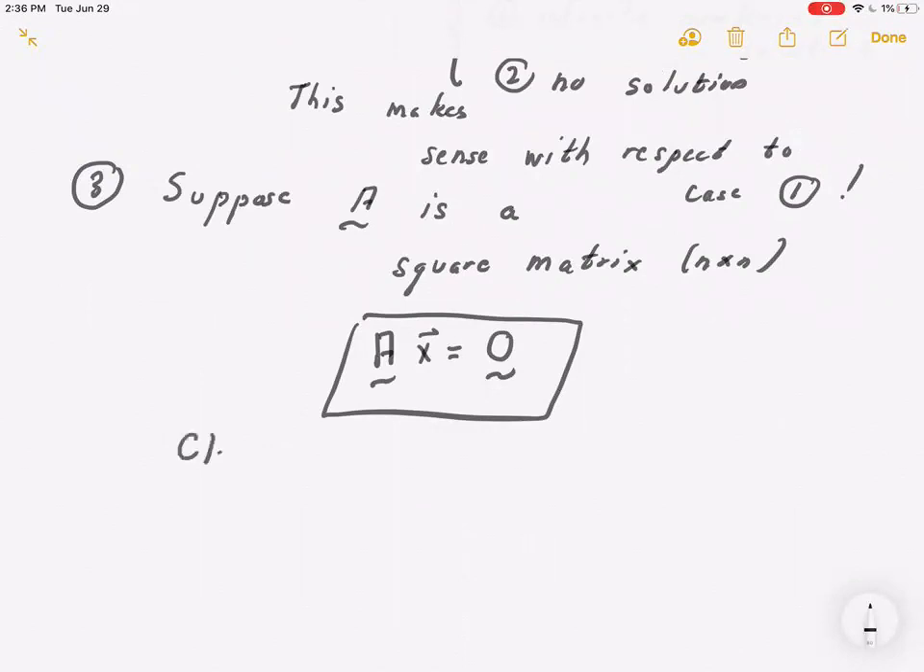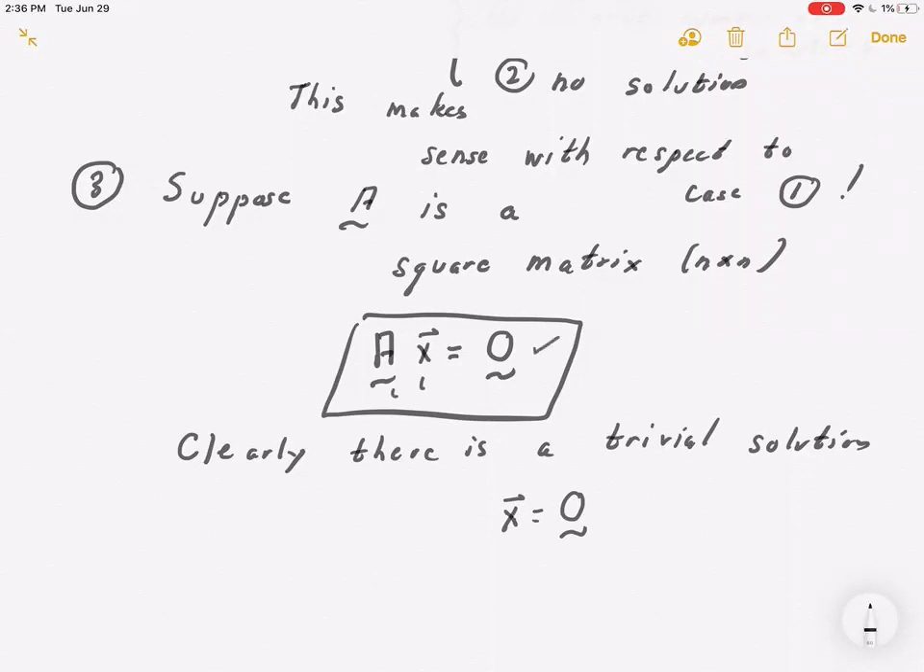Well, clearly, there is a trivial solution for x. And that trivial solution is just the zero vector, because the matrix A times the matrix 0 is definitely going to give you the zero matrix. And just think of some examples and check that. Make sure you believe that.